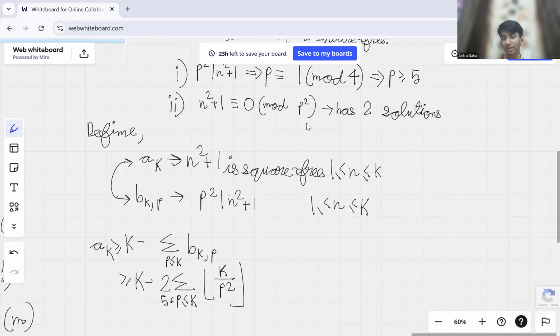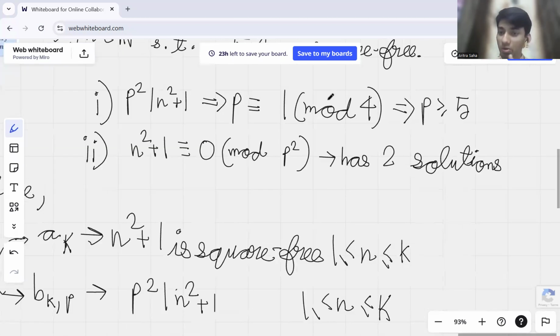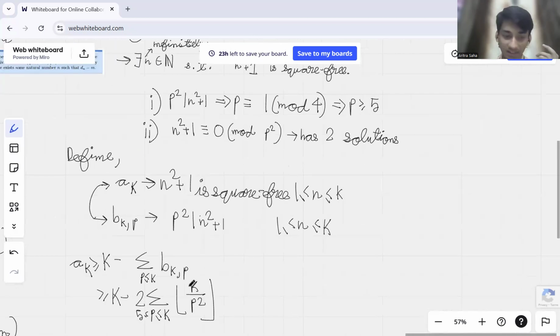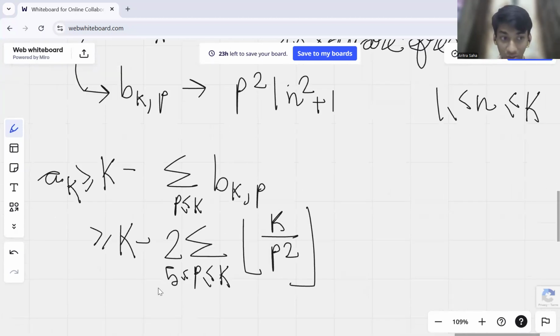So summation p less than equal to k, floor of 2 into floor of k by p square. And you also introduce the fact that p greater than equal to 5 because you need it at the end, and we proved p should be 1 mod 4 to hold this. It is hard to see at first why we introduced this, but at the end when we do the inequalities, it will become clear.